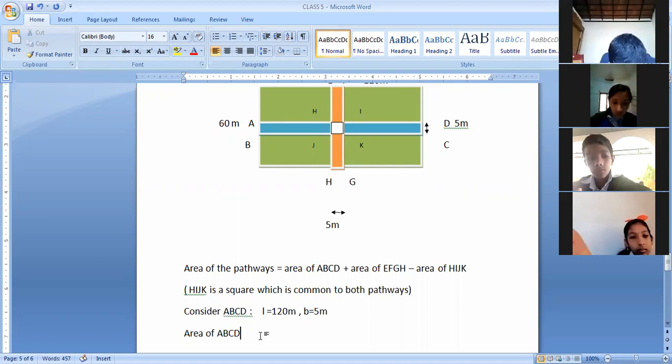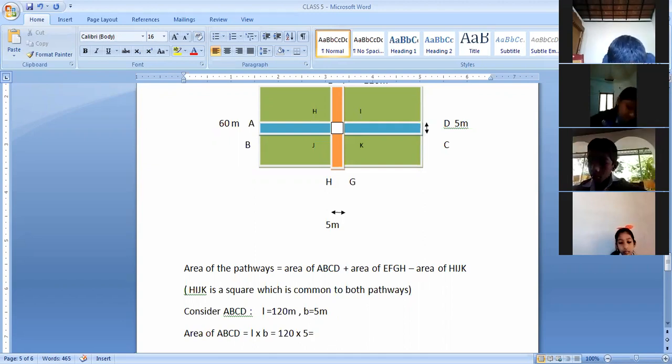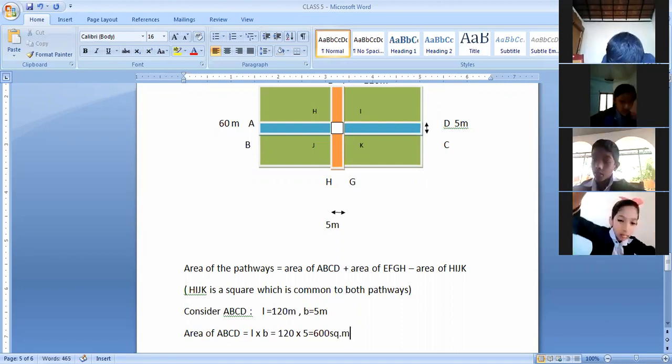Okay, you know the length and breadth. Now find the area. Equation is L into B that you have to write. Then 120 into 5. What is 120 into 5? 600 square meter. Okay, because it's an area.